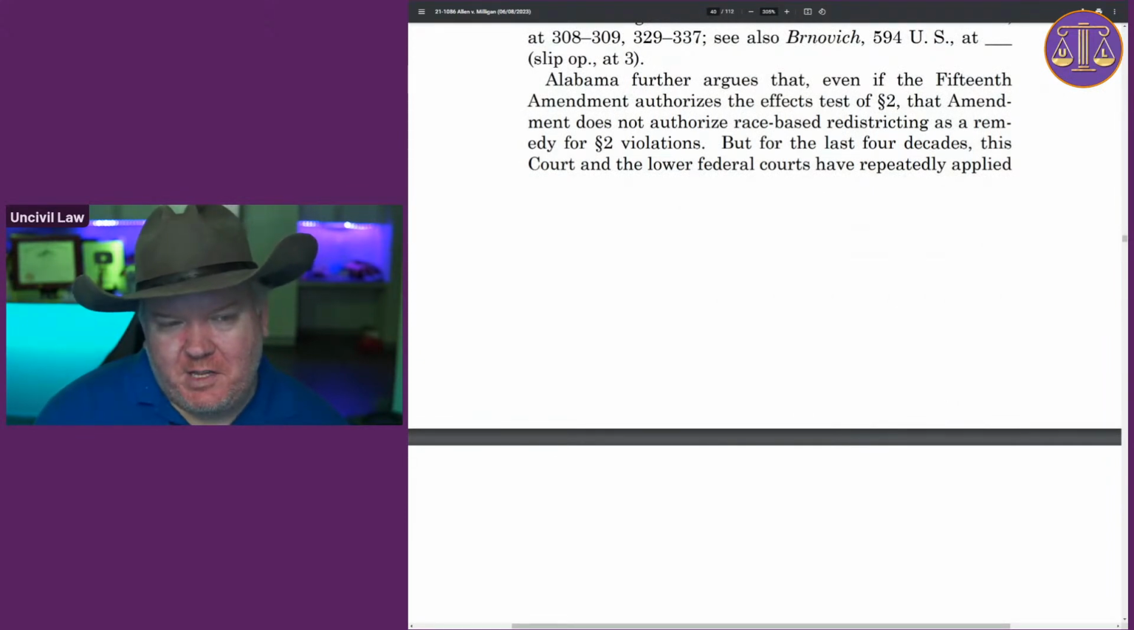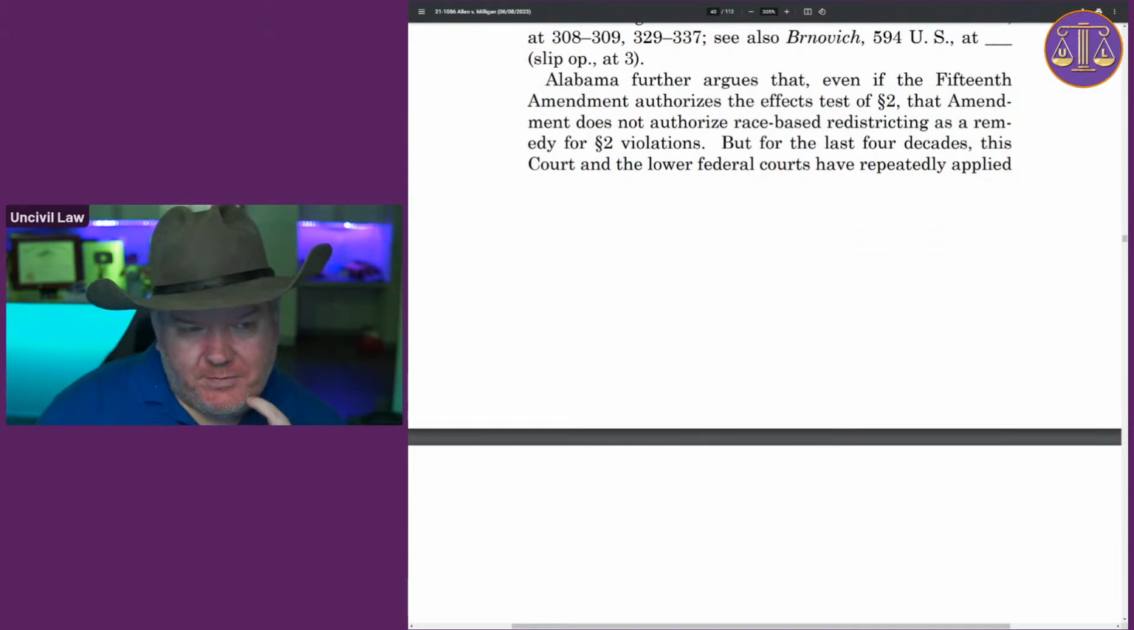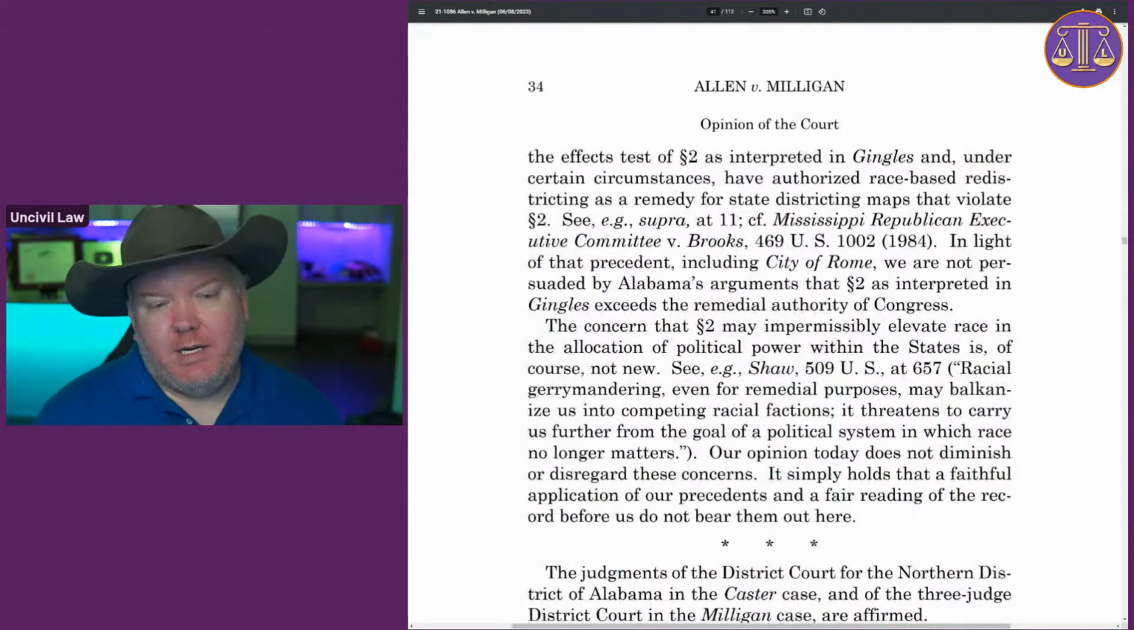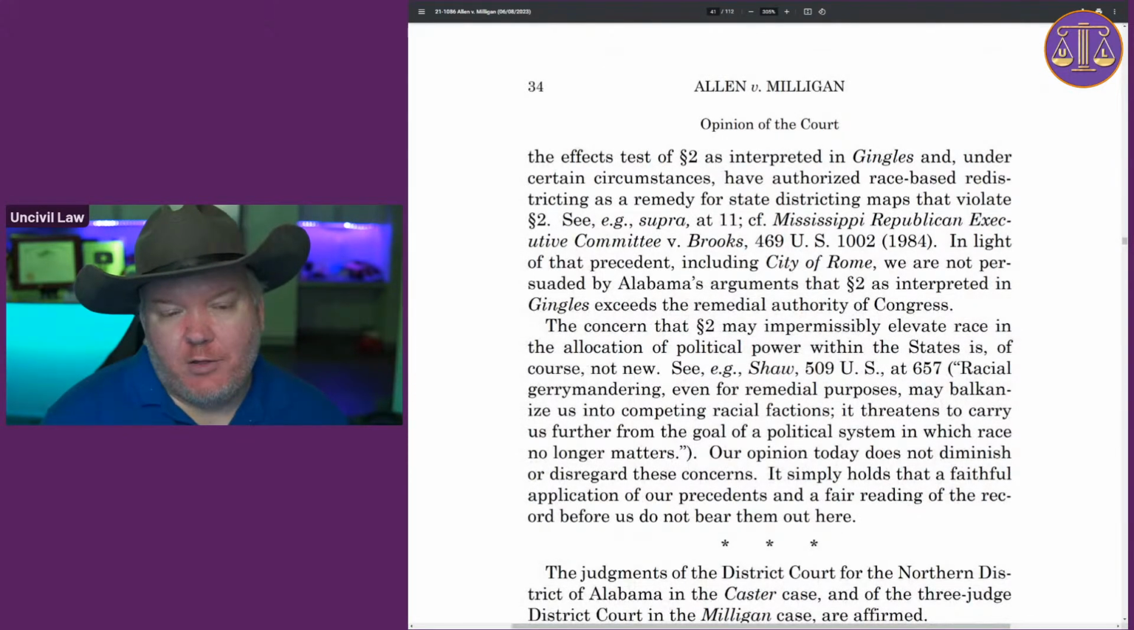Alabama further argues that even if the 15th Amendment authorizes effects-based Section 2, the amendment does not authorize race-based discrimination as a remedy. But for the last 4 decades, this court and other federal courts have repeatedly applied the effects test of Section 2 as interpreted in the case law and under certain circumstances have authorized race-based redistricting as a remedy for state districting maps that violate Section 2. In light of the precedent, we're not persuaded that Alabama's arguments show that Section 2 as interpreted exceeds the remedial authority of Congress. The concern that Section 2 may impermissibly elevate race in the allocation of political power within the state is, of course, not new. Our opinion today does not diminish or disregard that concern. It simply holds that faithfully applying the precedent does not bear them out.